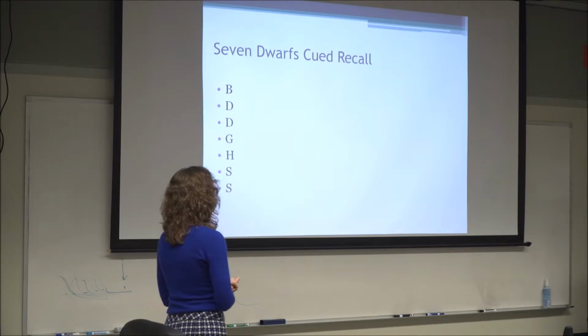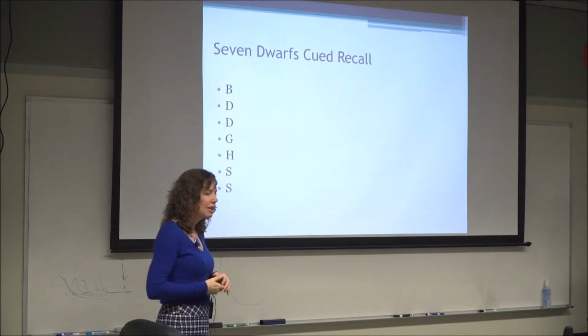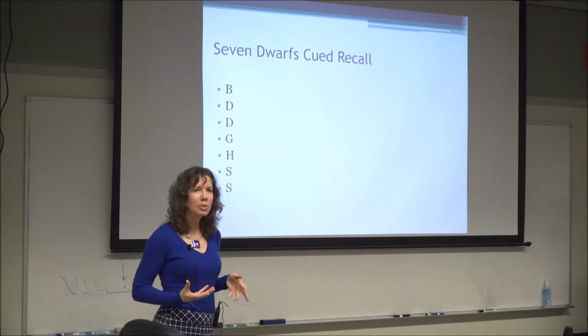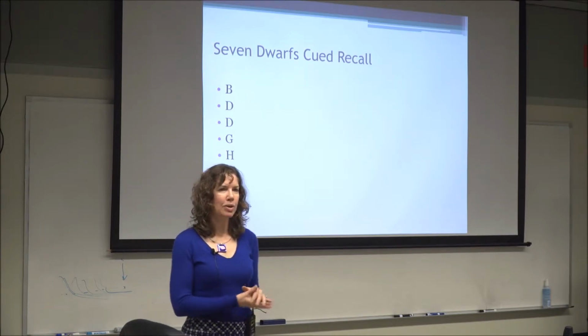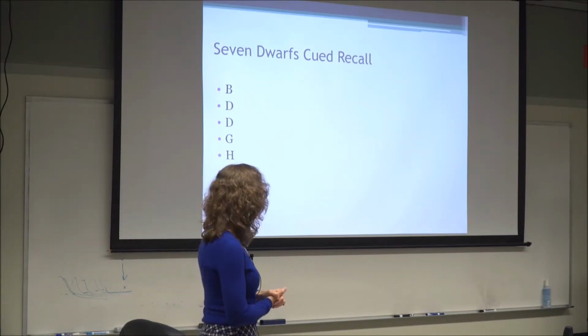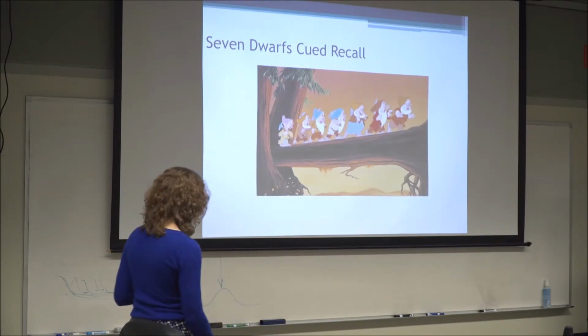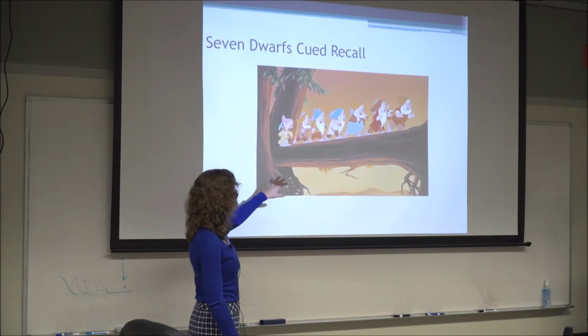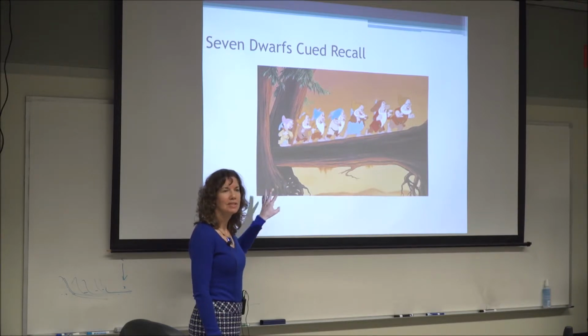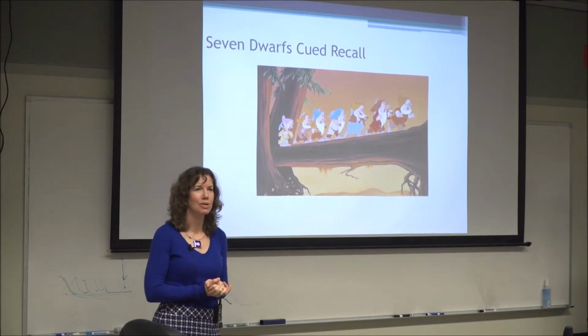And when we cue people, we're trying to help them better retrieve that information out of memory. Okay, so that's one type of retrieval cue. Here's another type of retrieval cue. Here's a picture of those 7 dwarfs. See if that helps pull out any more dwarfs for some people.